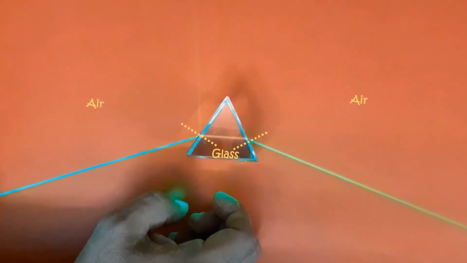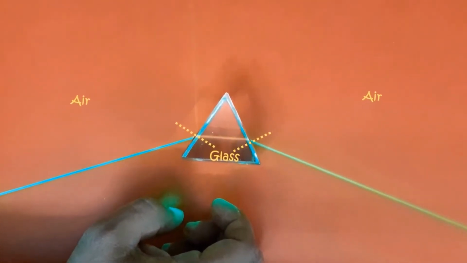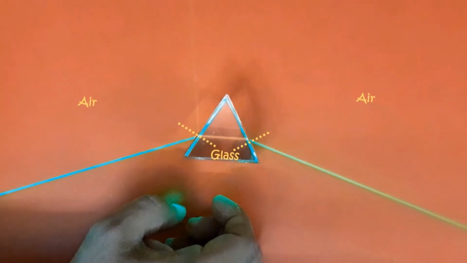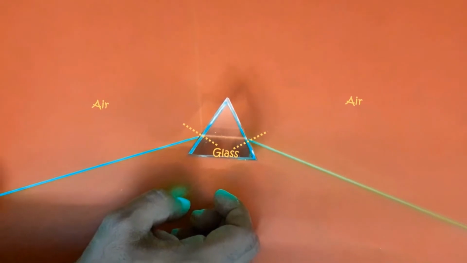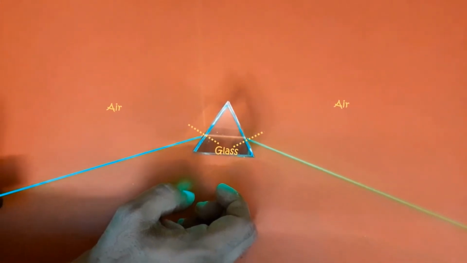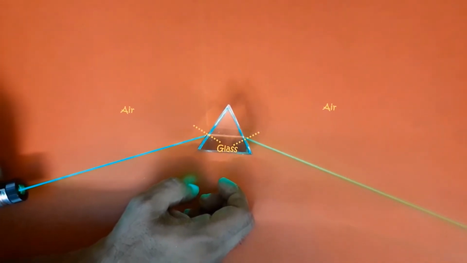When the refracted light reaches the opposite side of the prism, it comes out from the glass medium and again enters the air medium. Since air is a rarer medium, now the light bends away from the normal. Due to bending of the light at both the surfaces, the light finally deviates from its initial direction.